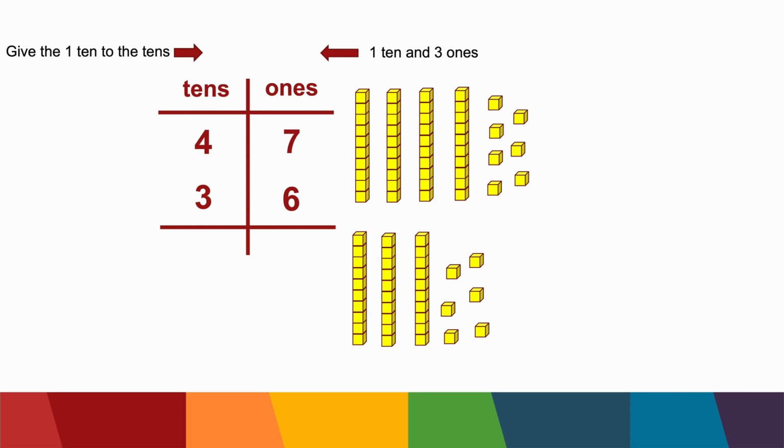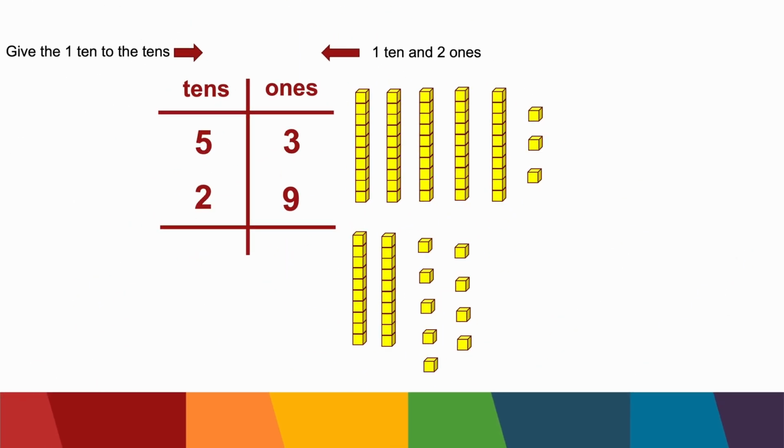Here we have 47 plus 36. Go to the ones column. 7 plus 6 equals 13. That's 1 ten and 3 ones. We bring the 3 down, and the 1 should go to the tens column. Then we add the tens column. 1 plus 4 plus 3 equals 8. 47 plus 36 equals 83.